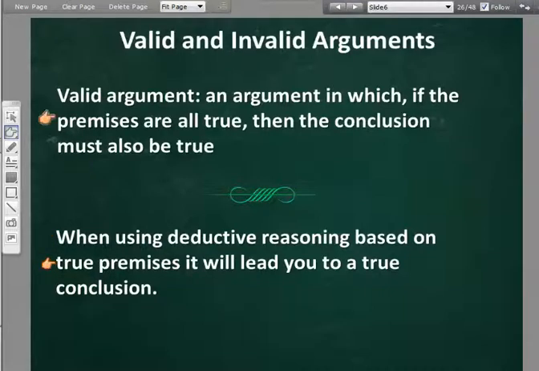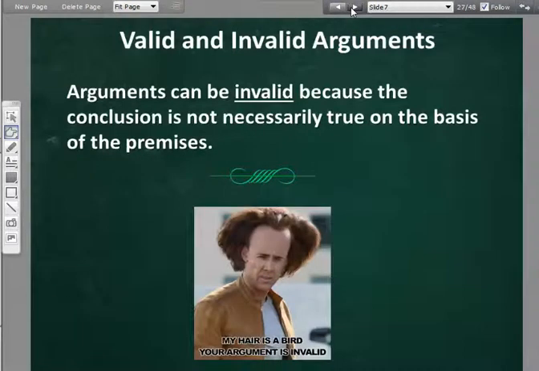Believe me, we're getting more into this in a minute. I'm just kind of introducing you. Valid and invalid arguments: arguments can be invalid because the conclusion is not necessarily true based on the premises. And I put this little funny picture of Nicolas Cage down here. It says, "My hair is a bird." Your argument is invalid. I'm not quite sure what all that was supposed to mean, but it was a really funny picture.